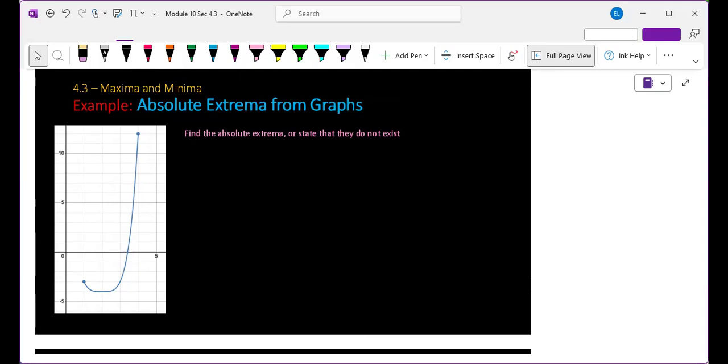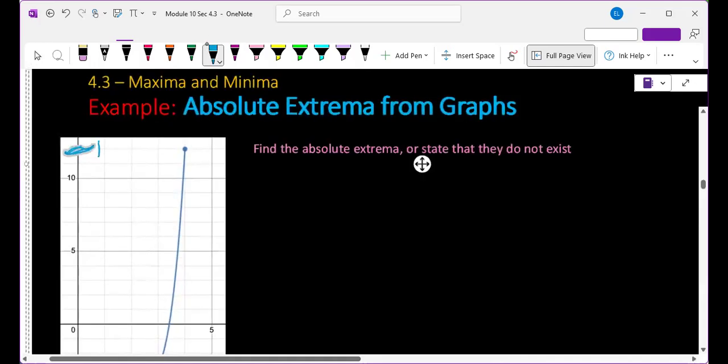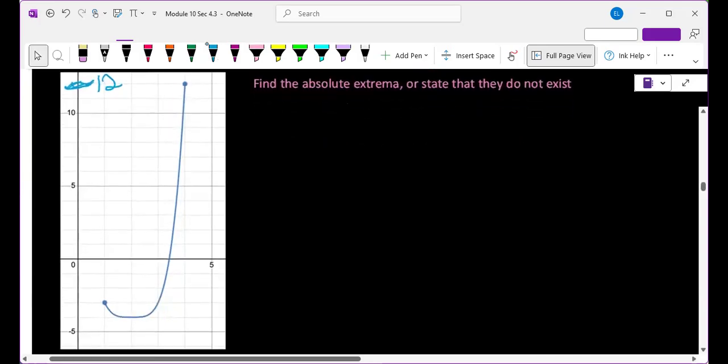All right, now, well, we got stopping points. So what does it appear the highest this graph goes? So it makes it all the way up to 12. And then what about our absolute low?